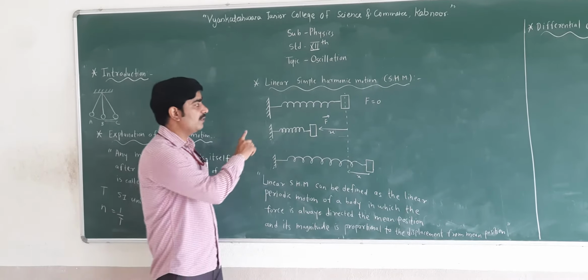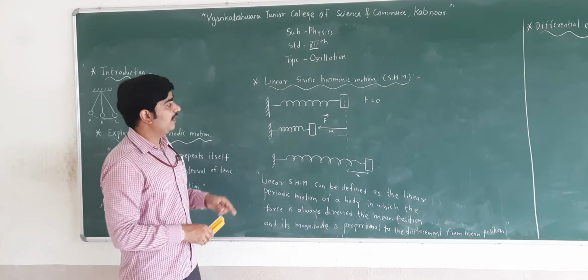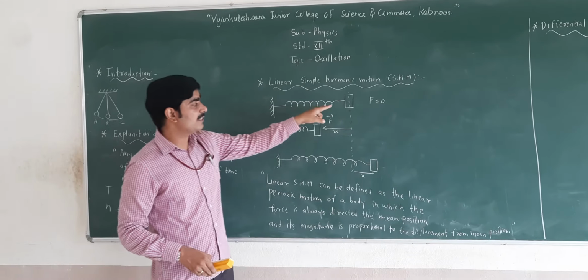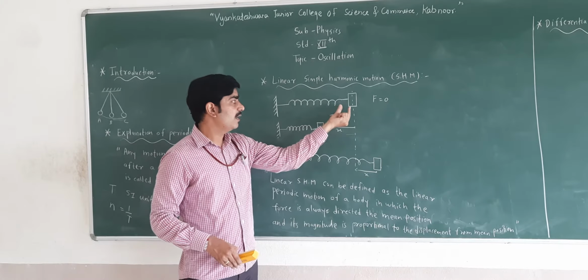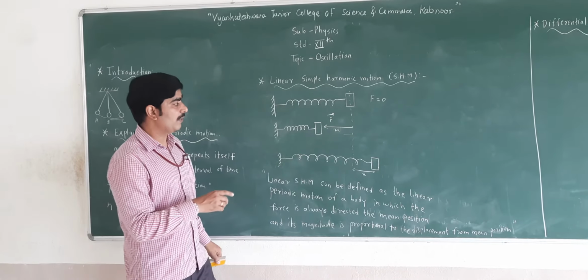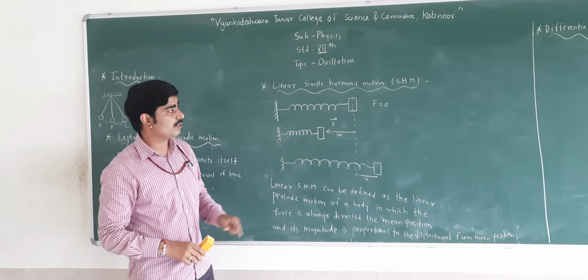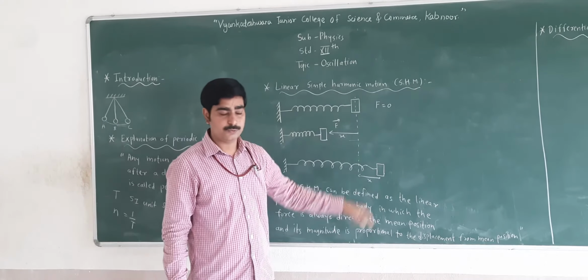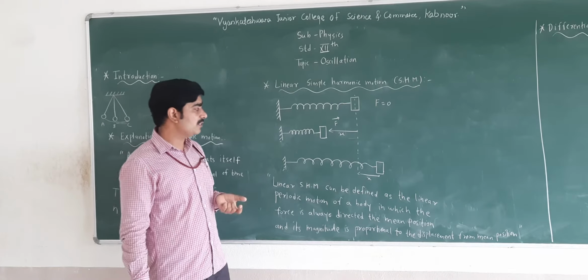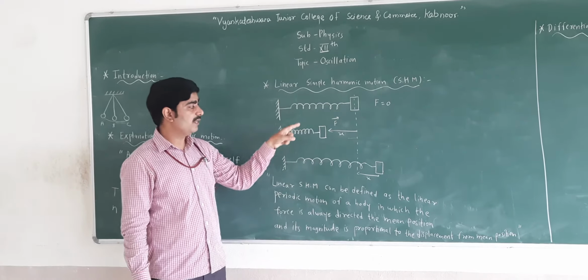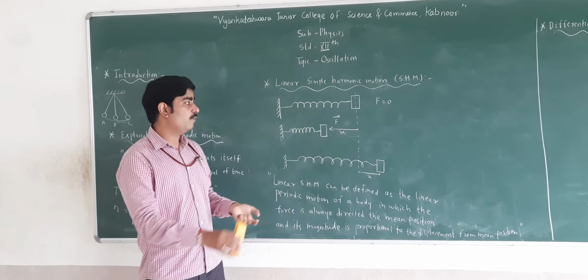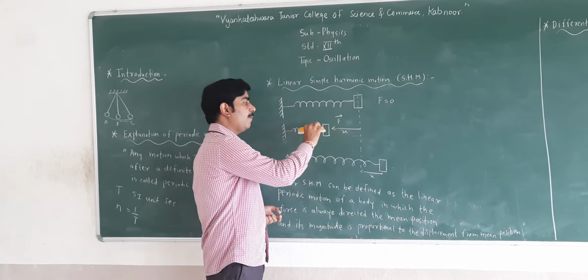So here in the first diagram you can observe that there is one spring having a specific mass attached here. Here no force is acting, so it will be at the rest position. So the force will be zero. In the second situation you can observe that there is a block and the force is applied in the upward direction.